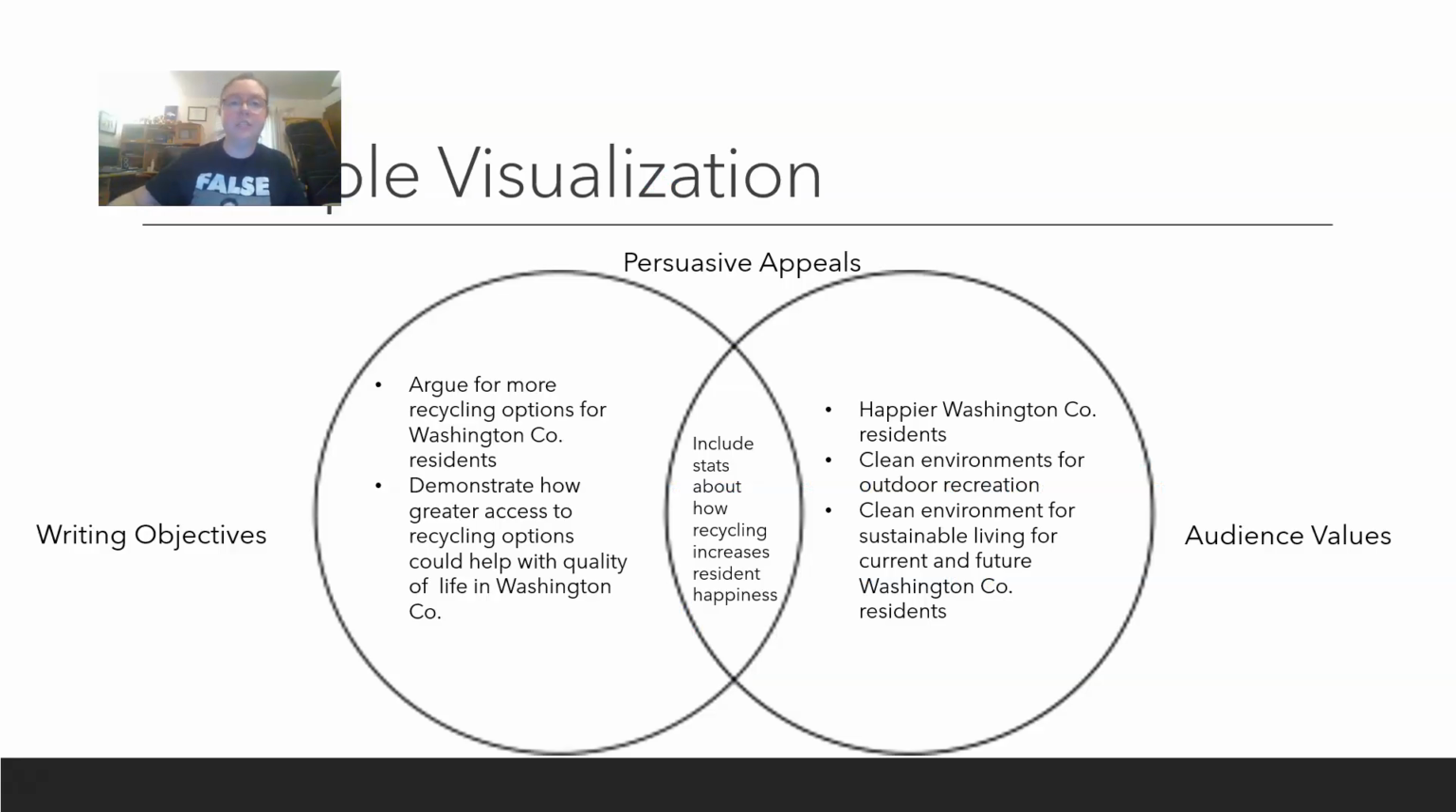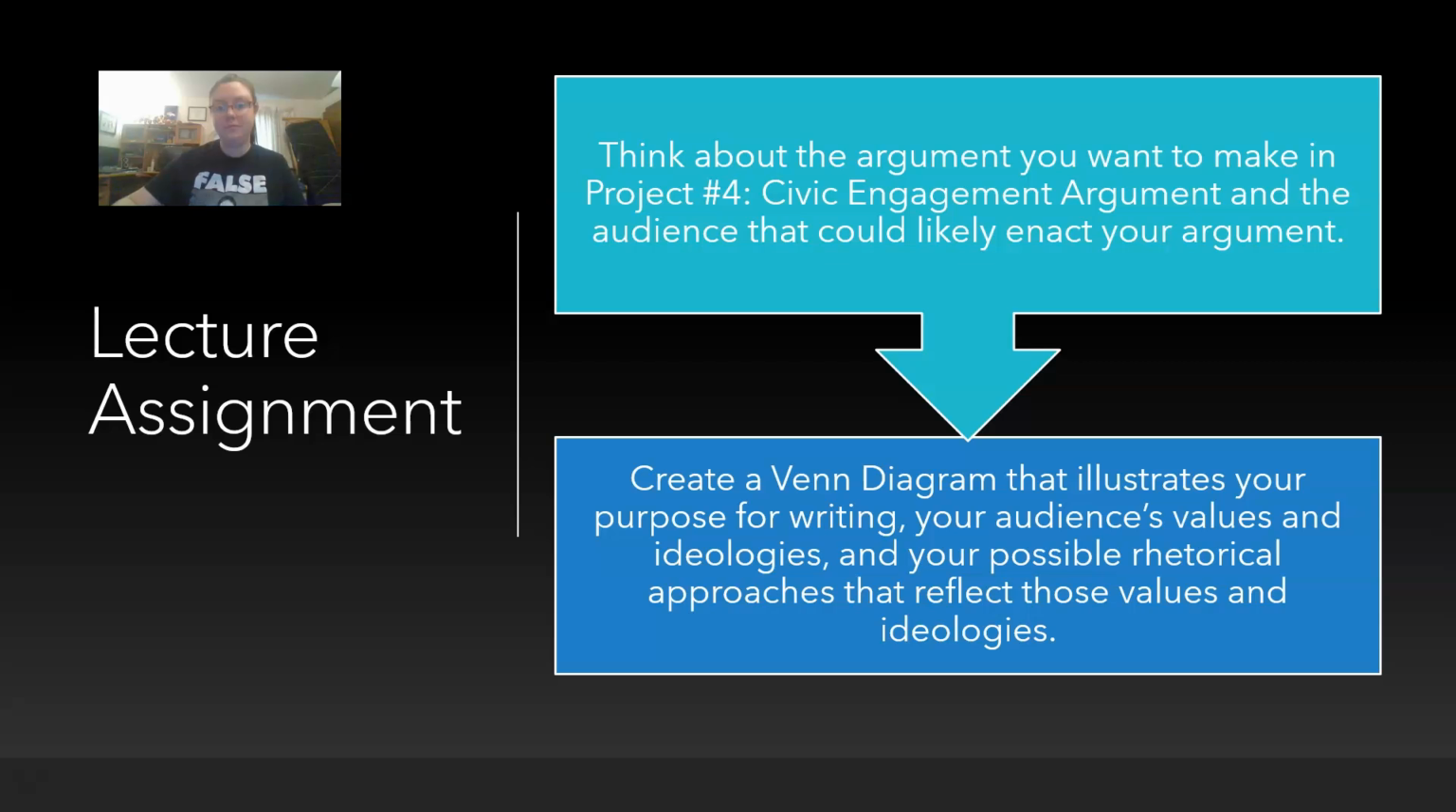So when we return to this example here, we have our writing objectives, so the argument we want to make and what we could ultimately see coming from it. We've got our audience values, so what they're ultimately looking for just as an organization, as an individual. And then we've started to draft at least one idea of how we could persuade our audience, given our objectives and given their values.